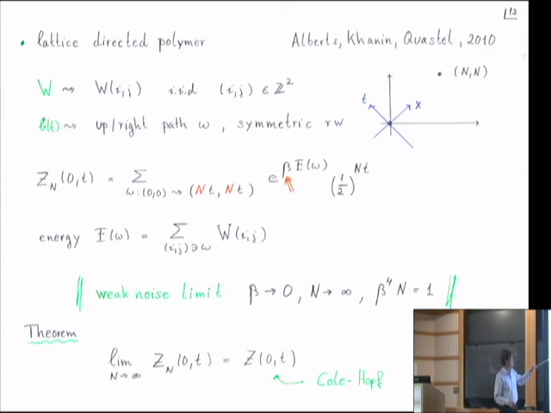And now I look at the partition function. I also discretize my Brownian motion to an up-right path omega, which then moves along like this and starts here and has to go to the point n, right?